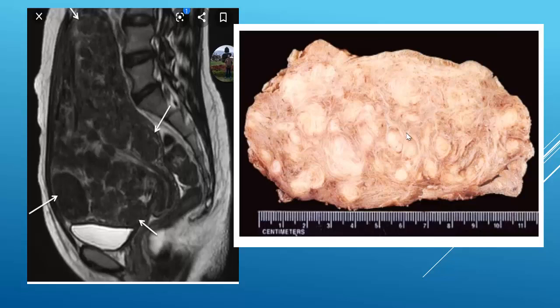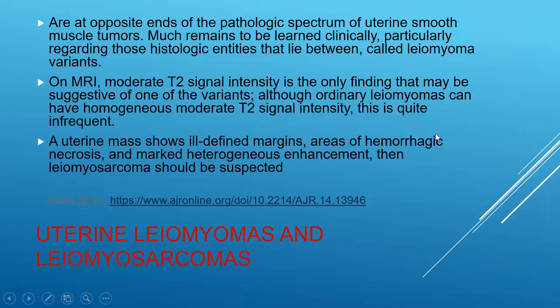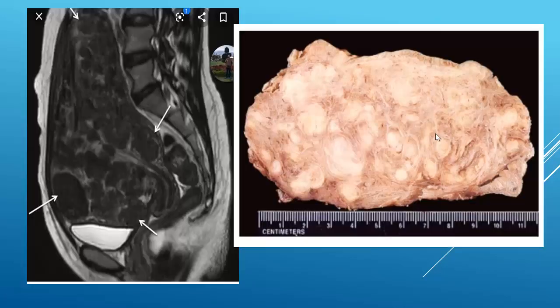And this is the MRI appearance. We have multiple, innumerable leiomyomata, and this is the pathological picture from the literature. So this is leiomyomatosis, uterine leiomyomatosis.